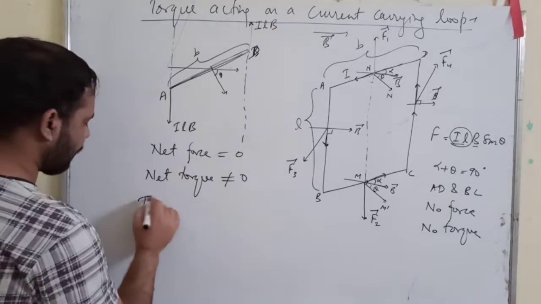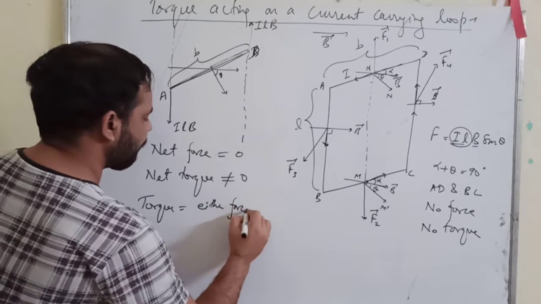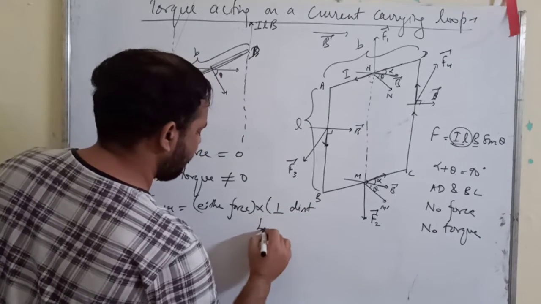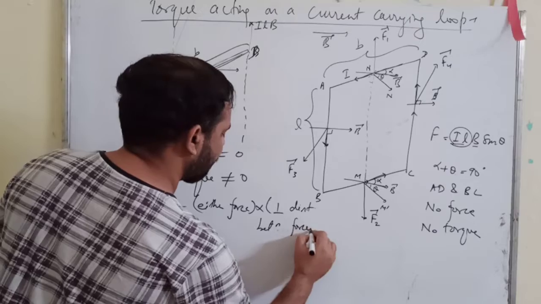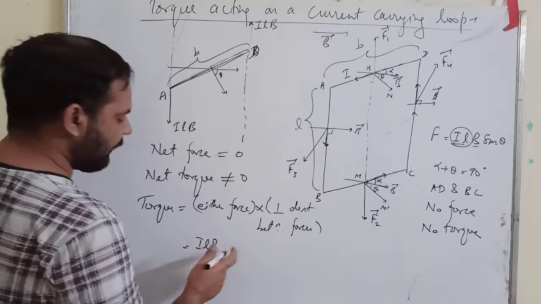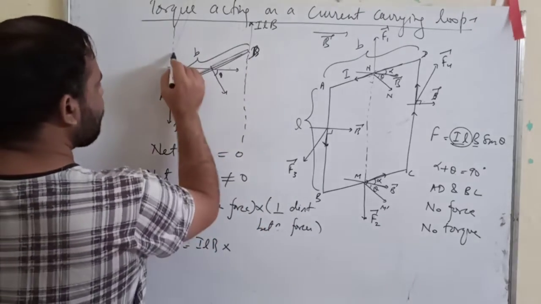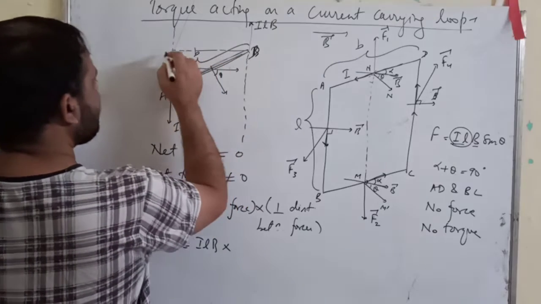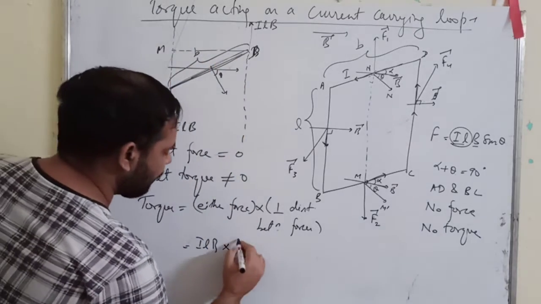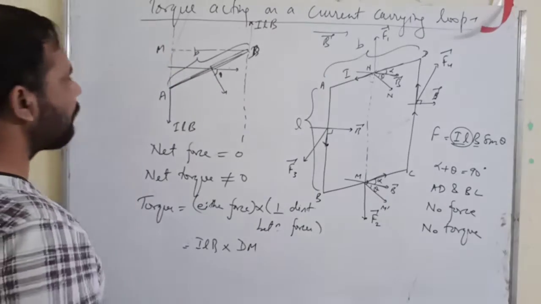So how much is the torque? What is the formula for calculating torque? It is either force multiplied by the perpendicular distance between the forces. So either force is ILB, any of the forces you take, ILB, and for the perpendicular distance between the forces, I draw the lines of action of the forces, and this is suppose your M, then DM is the perpendicular distance between the forces. DM length is the perpendicular distance between the forces.